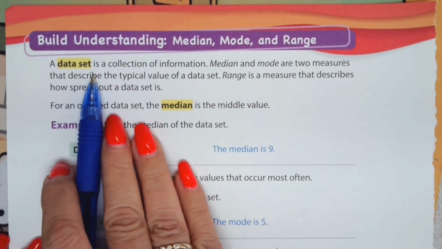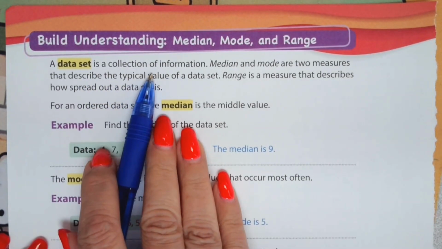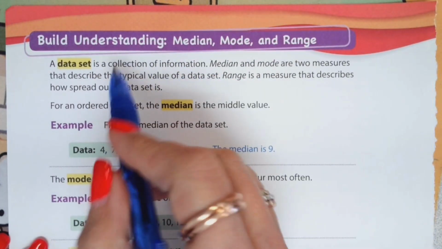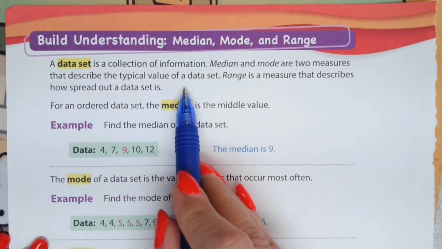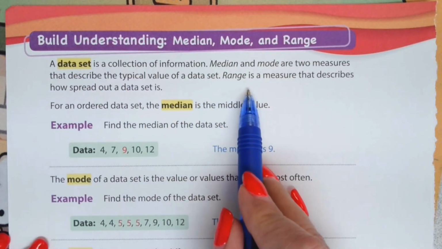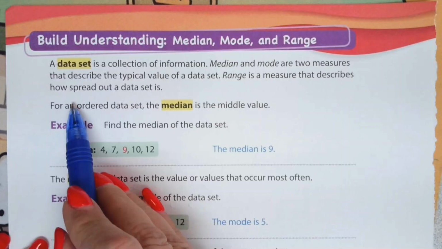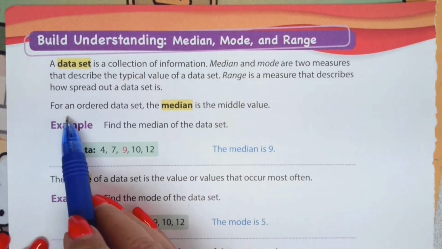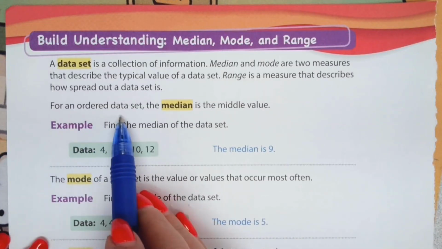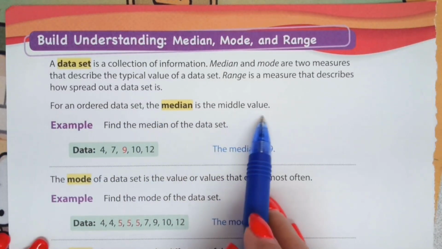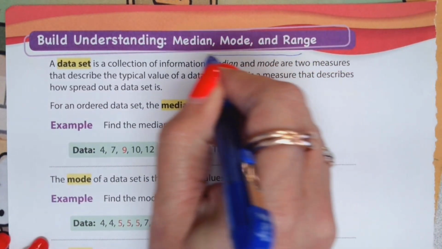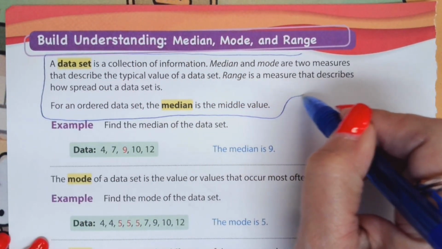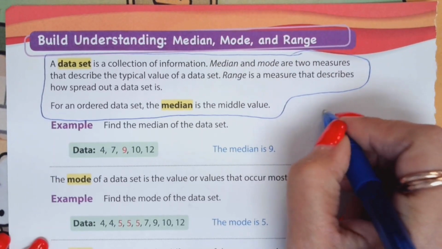A data set is a collection of information. Median and mode are two measures that describe the typical value of a data set. Range is a measure that describes how spread out the data set is. For an ordered data set, the median is the middle value.